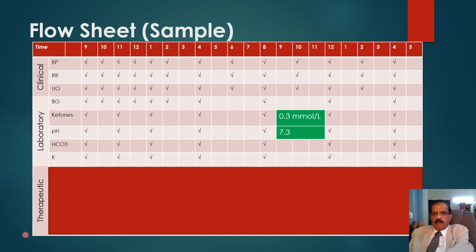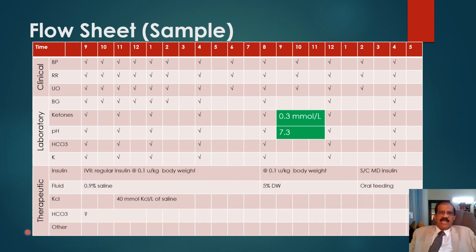Then we have the therapeutic flow sheet. That means we decide what is to be given and at what time. We give intravenous insulin infusion, regular insulin at 0.1 units per kg body weight, which can be given as a bolus and then the same dose per hour. But as I said, we can make it simple: 20 units bolus and 10 units hourly.